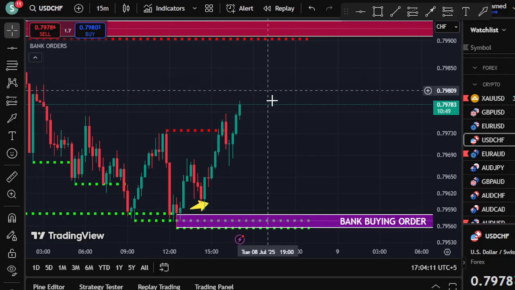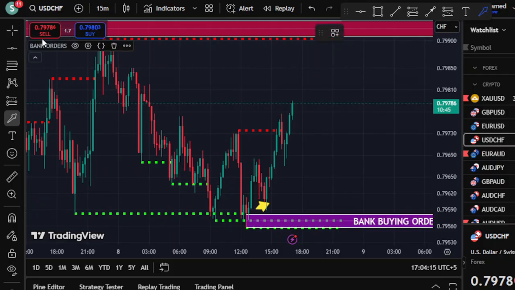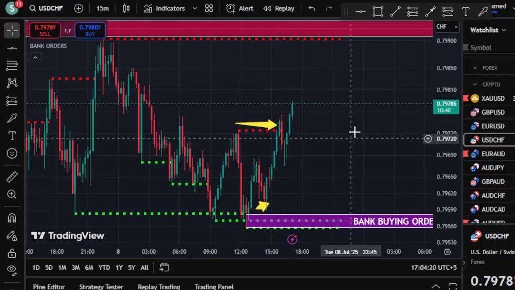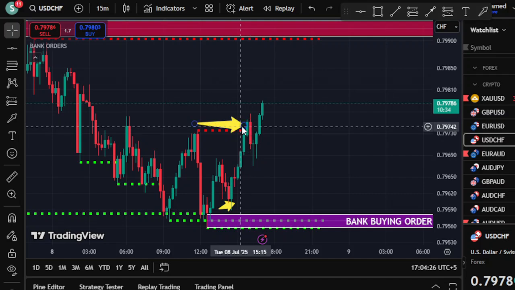And now you can see the price is going up. Okay, one more thing about this indicator, note down that chart. This is the USD CHF. Look here, the price has given a close above the dotted red line. I have told you many times in my videos that if the price gives a close above the dotted line, it shows strength in the market.